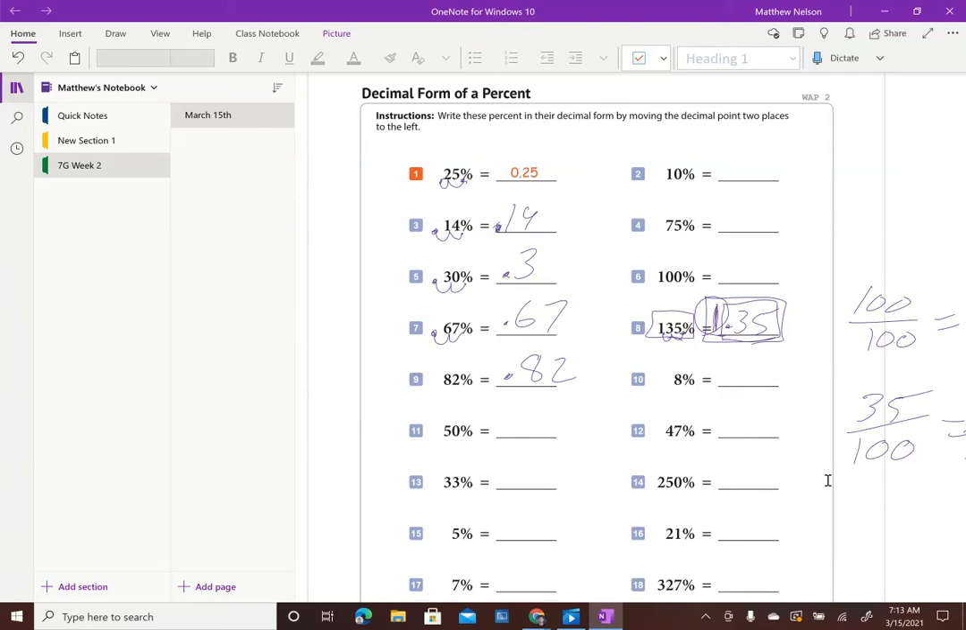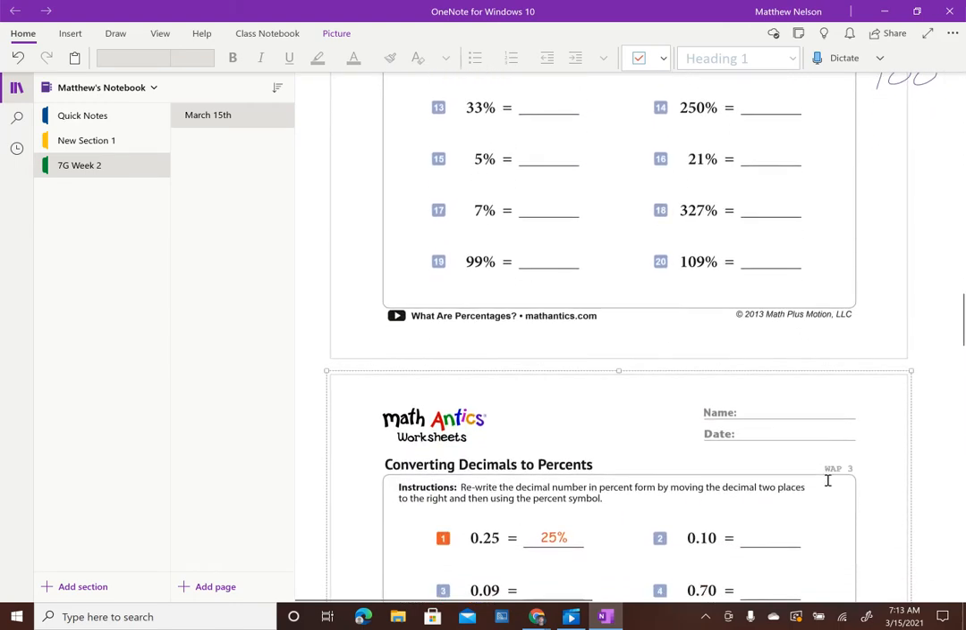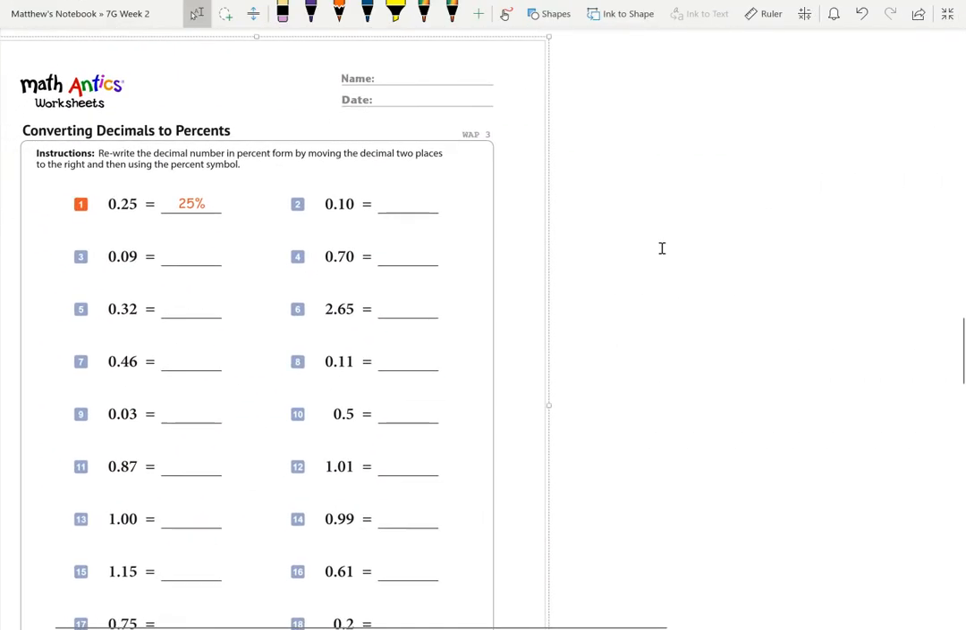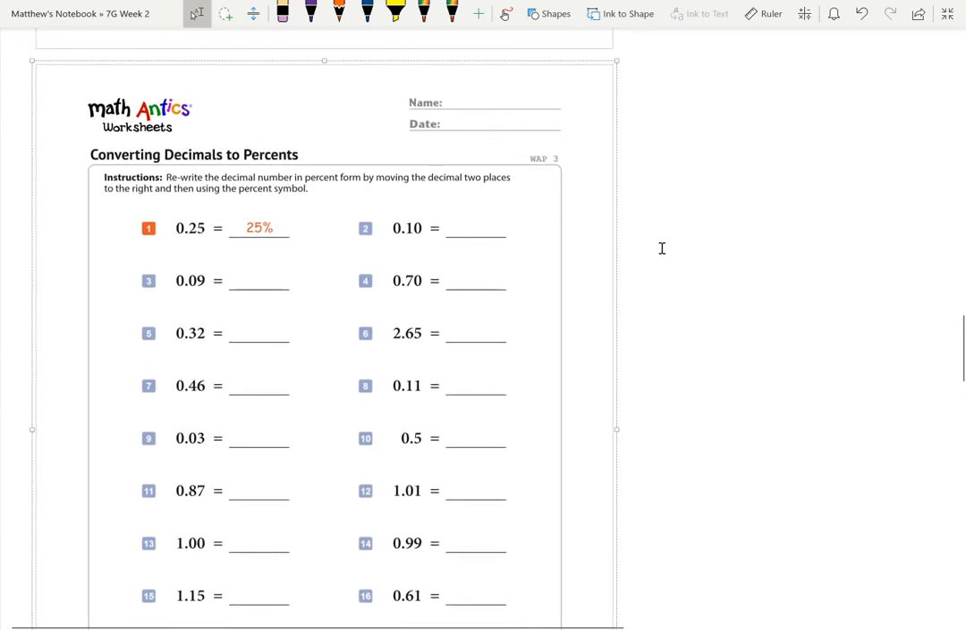All right, so we just worked on converting the percentage to a decimal form. And now we're going to convert decimals to percentages. So here we see 0.25 written as 25%. So here we're moving the decimal place over 2 places to the right. In other words, we are multiplying this number times 100.